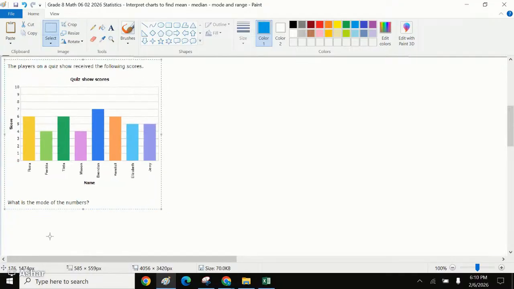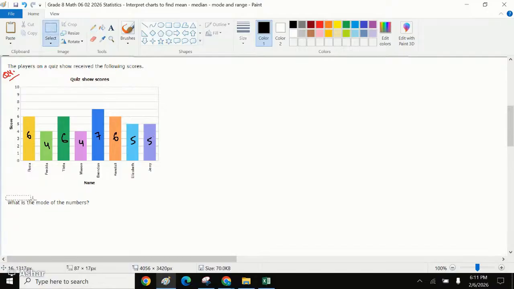Okay, for question number 4, they're telling us the players on a quiz show received the following scores, right? So Ploza got the score of 6. Let's write down the scores. Freda got a score of 4. Skix 4, 7. Kendall got a score of 6. Elizabeth got a score of 5. And Jenny got a score of 5, right?